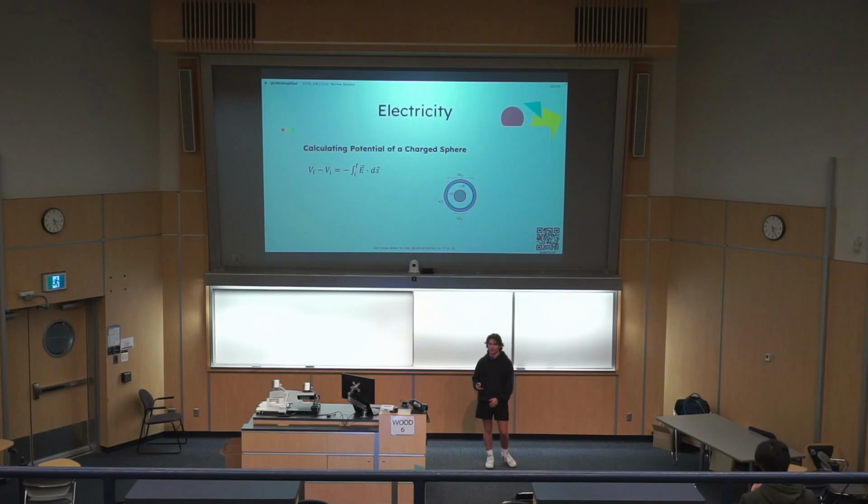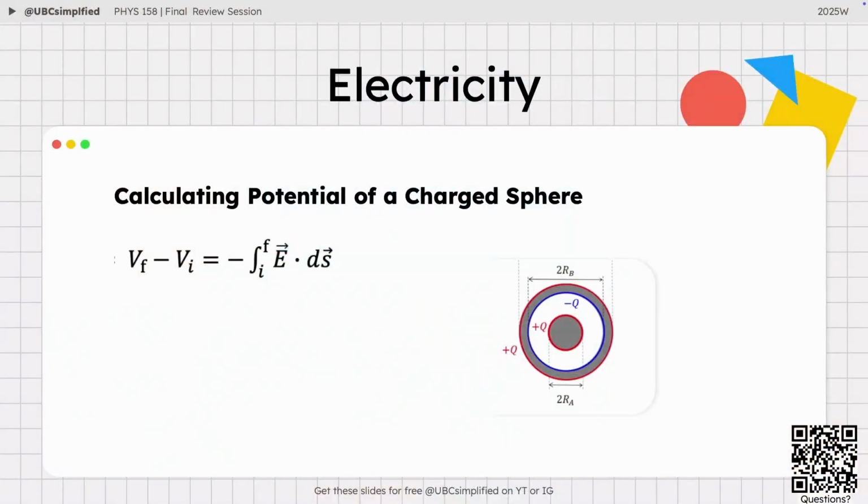Now we'll look really quickly at calculating the potential of a charged sphere. The one trick with doing these is we always integrate outwards. That means we want our final position to be further away from the center than our initial position, because that gets rid of any chances of negative sign errors. So we say that the final potential minus the initial potential is equal to the negative integral, from our initial position to our final position, of the electric field in this area.